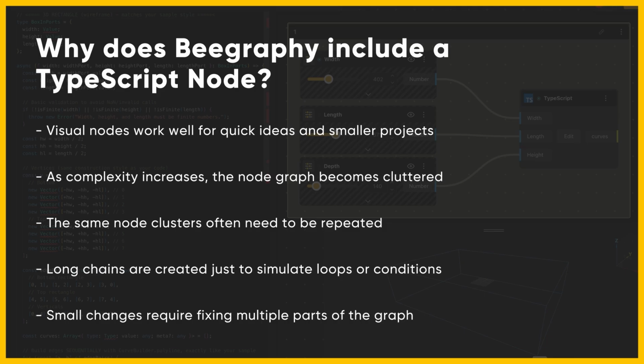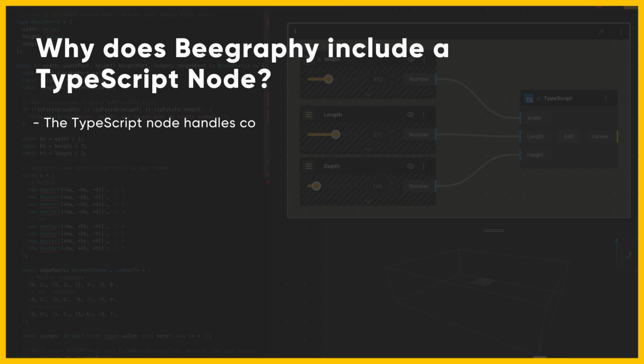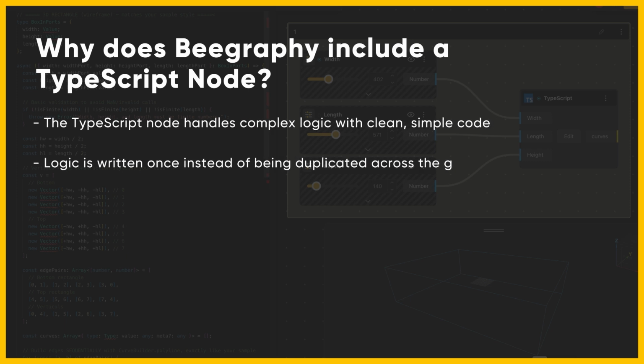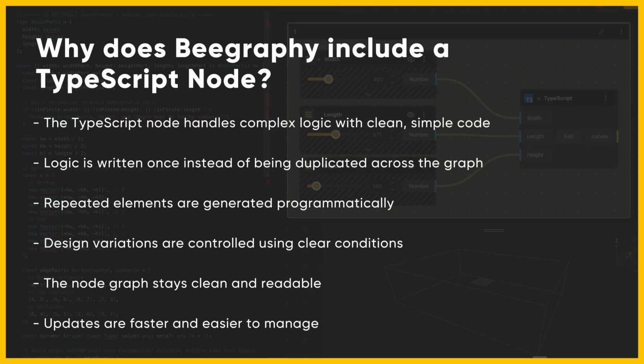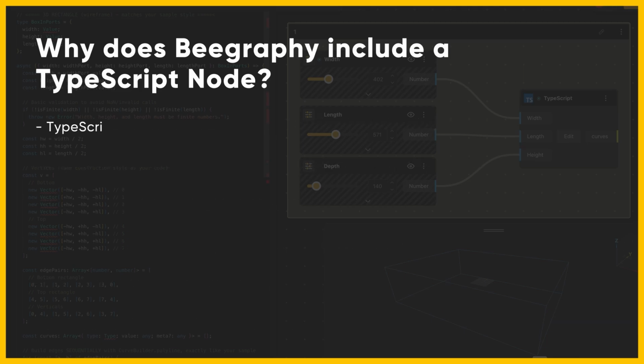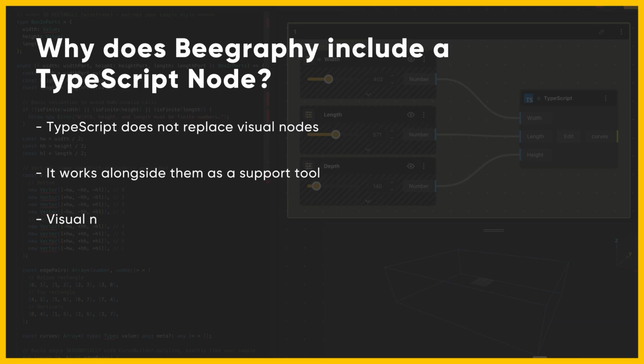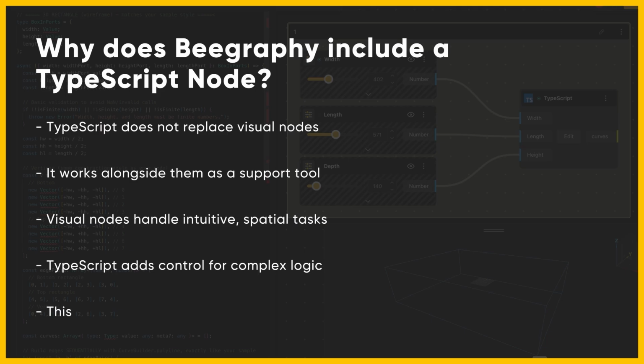That slows you down. The Typescript node solves this by letting you handle the complicated parts with clean, simple code. You write the logic once instead of duplicating it. You generate repeated elements programmatically, and you express variations with easy conditions. This keeps your graph clean, easier to understand, and much easier to update. So Typescript does not replace visual nodes. It supports them and gives you extra control when your ideas get big.